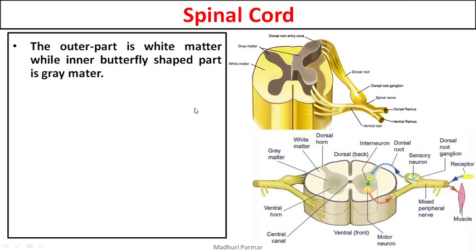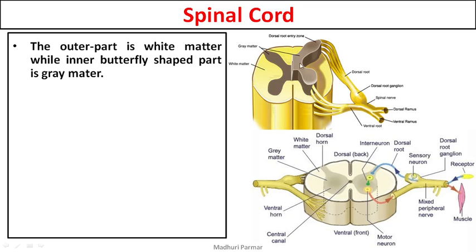Now let us discuss a little bit about the cross section and the finer structures of your spinal cord. Unlike your brain, where the outermost region, the cortex, was gray matter and the inner region was white matter, here it is quite opposite. You can see this is a cross section of your vertebral column, and here only your spinal cord is seen. In your spinal cord the outermost portion is white matter, and the innermost portion forms a butterfly or H shape, however you want to remember it. This butterfly shaped part is your gray matter. Fine.